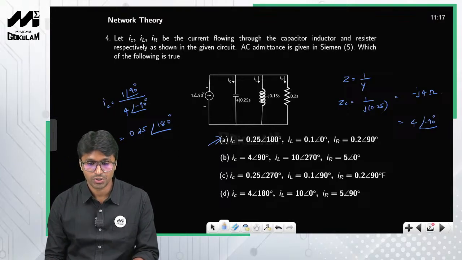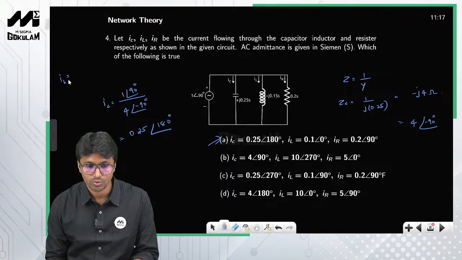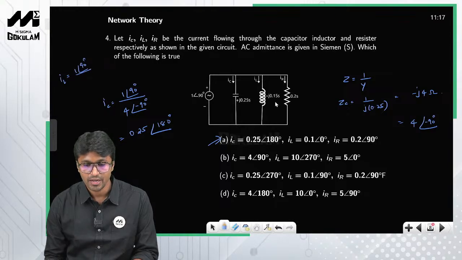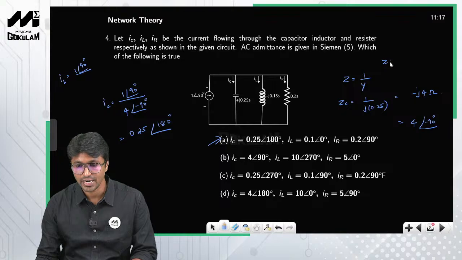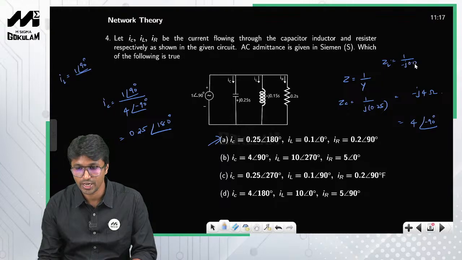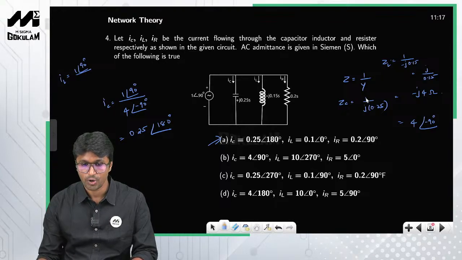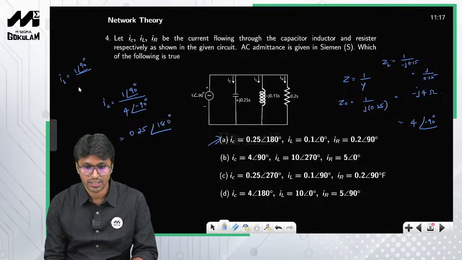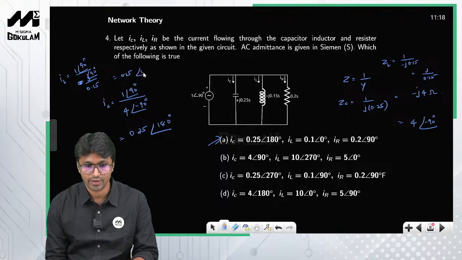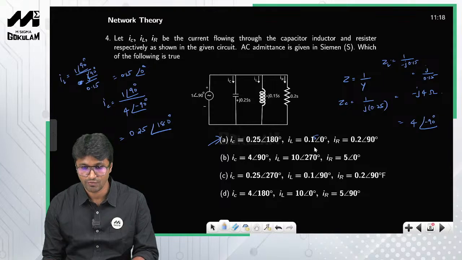I want every one of you to solve the current through the inductor. So what will be the current through the inductor? 1 angle 90 degrees divided by the inductive impedance. The inductive impedance ZL is equal to 1 by the inductive admittance given to you, which is minus j0.15. So this is nothing but j by 0.15. You can write this as angle 90 degrees, so that becomes 0, and this 0.15 when it goes to the numerator gives 0.15 angle 0 degrees. So you can clearly see it should be 0.15.